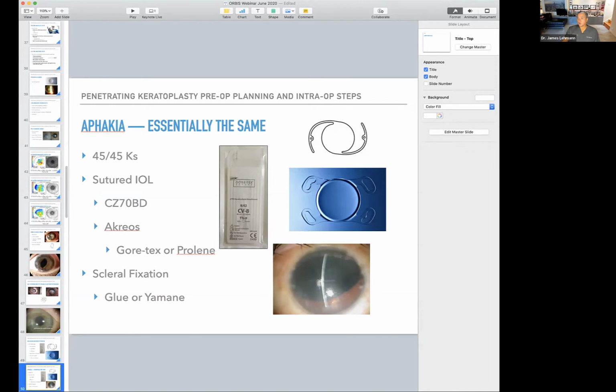Dr. Jessica Zarwan asks, in a dislocated IOL, why don't we explant or exchange the IOL at the same time with a PKP?